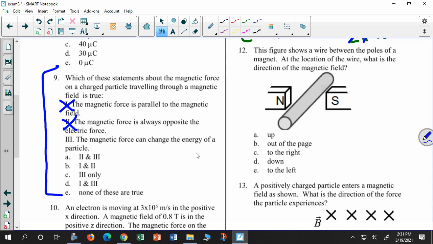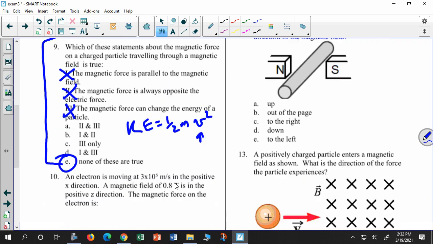And then the magnetic force can change the energy of a particle. Can it change the energy of a particle? Can it change the magnitude of the velocity? No, it can only change the direction. Remember, kinetic energy, or energy of a moving particle, is 1/2 mv squared. Can't change this, so that's not true either. So E is the right answer for that one. None of those are true.